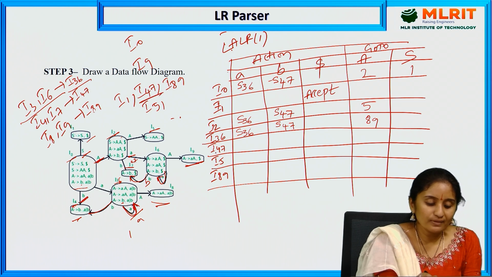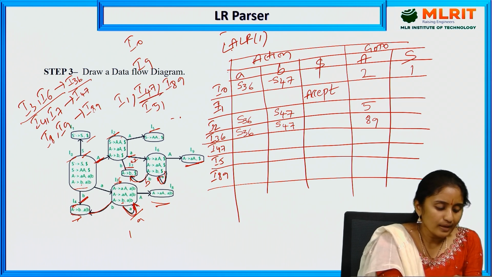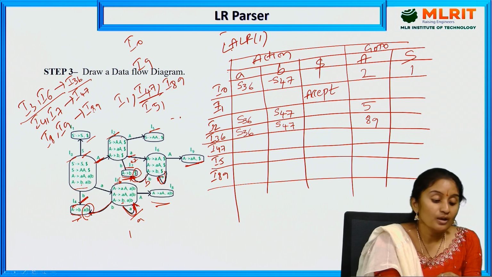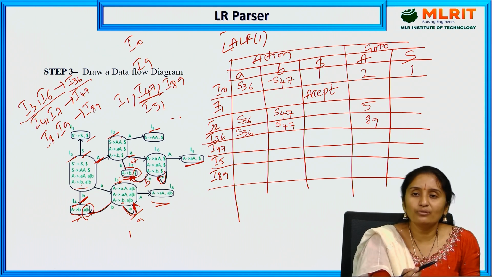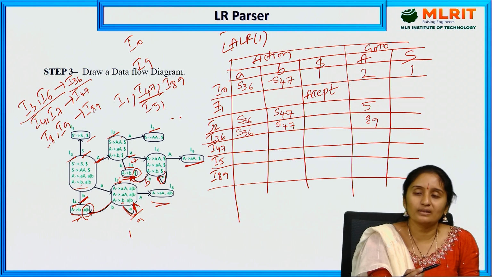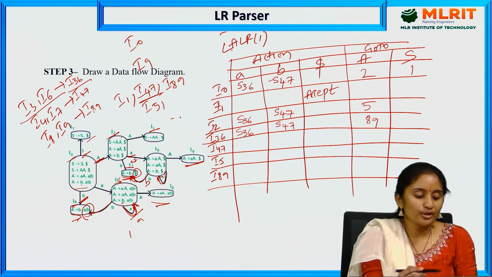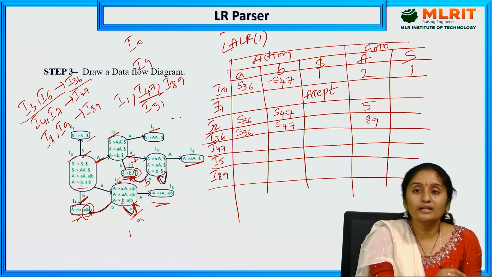Next, I4 7 is our final. Check for I4: A tends to B dot. The 7 production also has A tends to B dot. But here the lookaheads are A and B, and the lookahead here is dollar. First we need to find out the reduce function, nothing but for the final states we are going to write the reduction numbers.